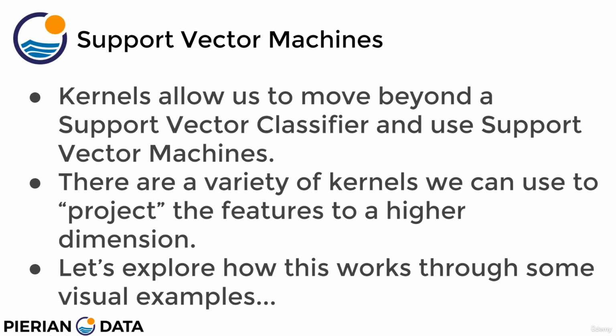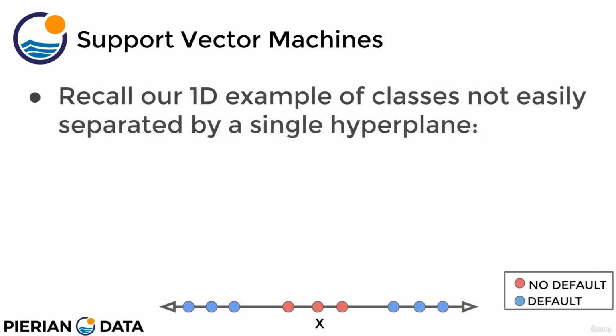That is because it is the kernel operation that allows us to move beyond support vector classifiers to support vector machines. And there are actually a variety of kernels we can use to project the original features to a higher dimension. Let's explore and get an intuition of how this all works through some visual examples.